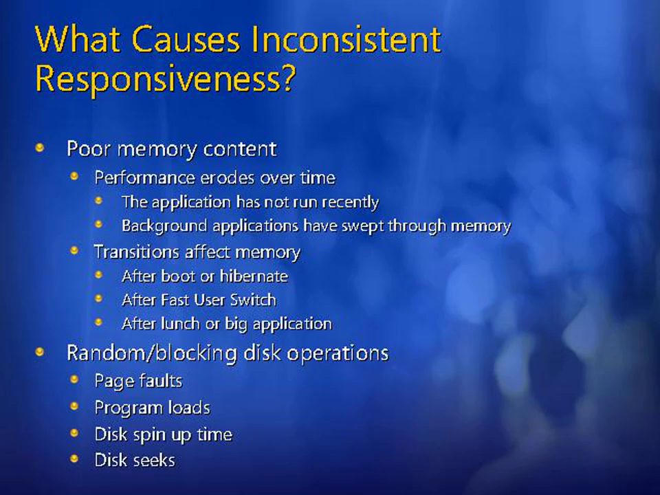That leads to the second thing that causes performance issues. And that's random and blocking disk operations. Blocking disk operations, page faults. You don't have enough memory, you page things to disk, you page things from disk. Having program loads where the memory has the wrong contents, you're pulling things off of disk. So what this does is combines to form what we refer to in the industry as the disk bottleneck.